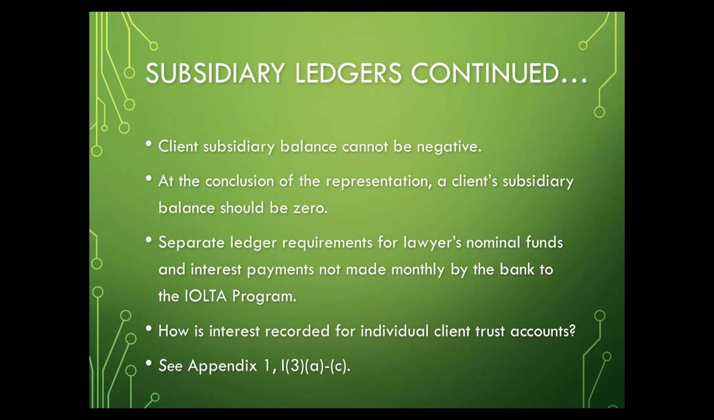The second other ledger is a ledger that tracks any funds that the lawyer has in the trust account as a cushion against bank charges and the like. You need to have a ledger tracking those funds as well. And note that Appendix 1 says that the lawyer's balance cannot exceed $200. So it's got to be a nominal balance.